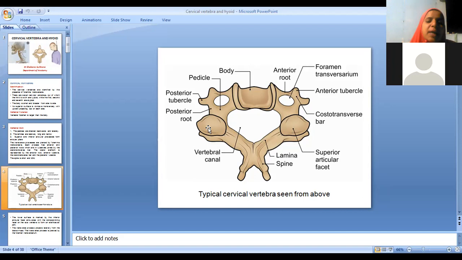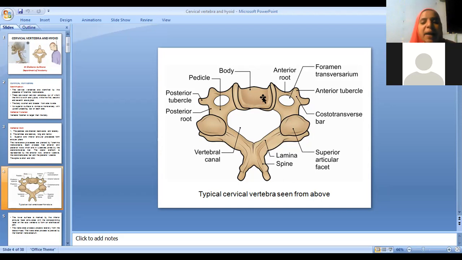This superior articular facet will be articulating with the inferior articular facet of the vertebra above. Similarly, on the inferior aspect of this vertebra, we also have inferior articular facet. The inferior articular facet will be articulating with the superior articular facet of the vertebra below. That's how we see the formation of intervertebral joints.